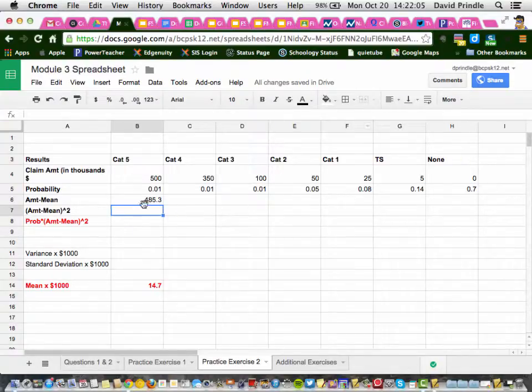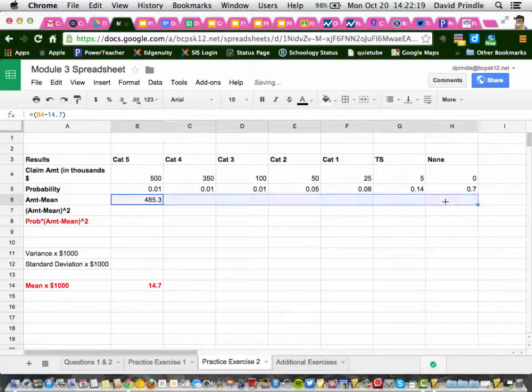All right, now that everybody has 485.3 in there. So again, grab the little square, drag it straight across, and it will do all the calculations for you. And if it did it right, the last one should be negative 14.7. Did you grab the little box? Make sure you grab the little box.